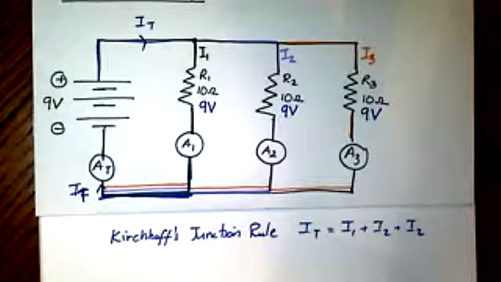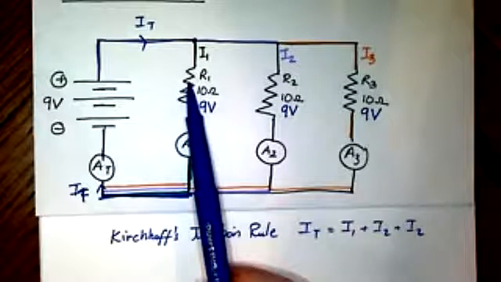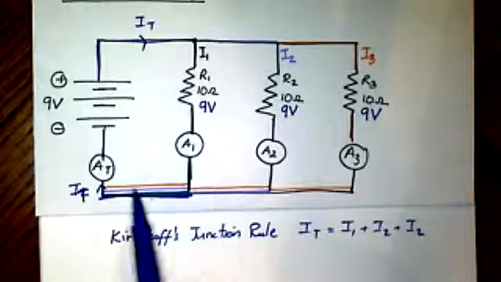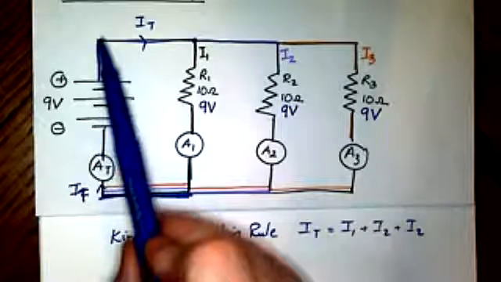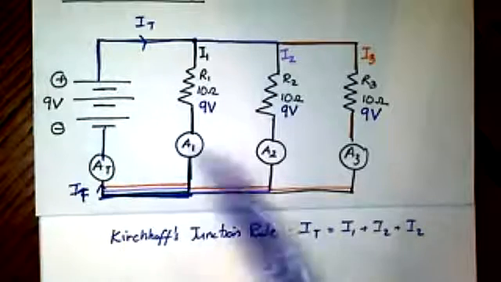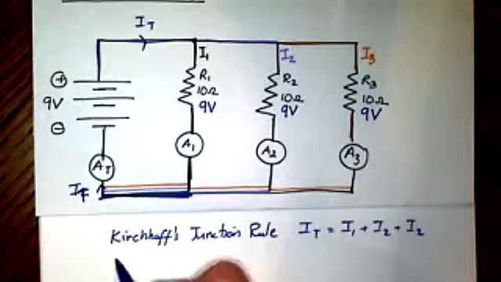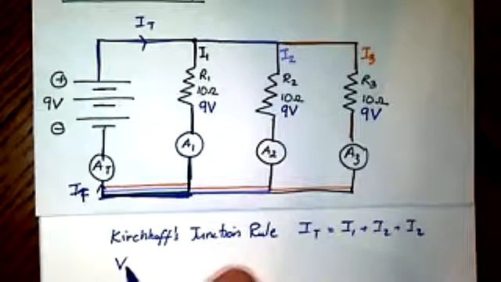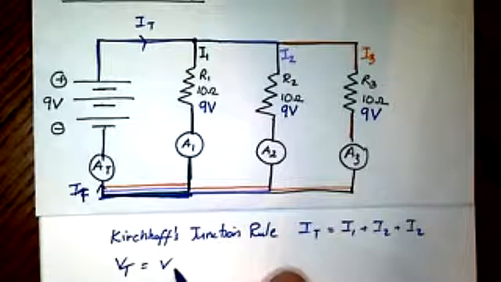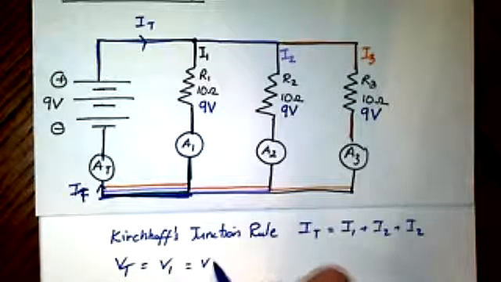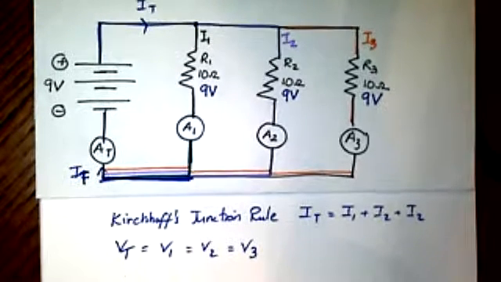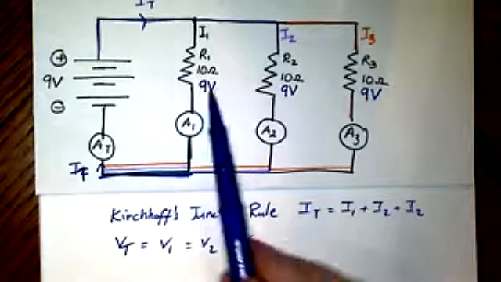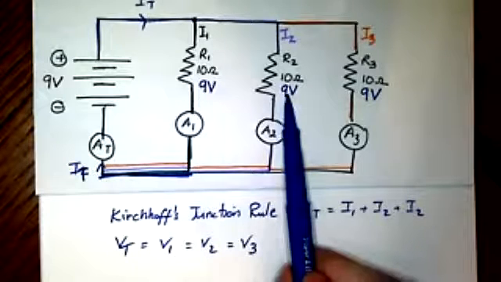Next point. This resistor is connected to the battery directly, this resistor is connected to the battery directly, and your final resistor is also connected to the battery. So basically, we know that the total voltage is equal to the voltage in branch 1, which is equal to the voltage in branch 2, which is equal to the voltage in branch 3. And that's why I wrote 9 volts here, 9 volts there, and 9 volts there.